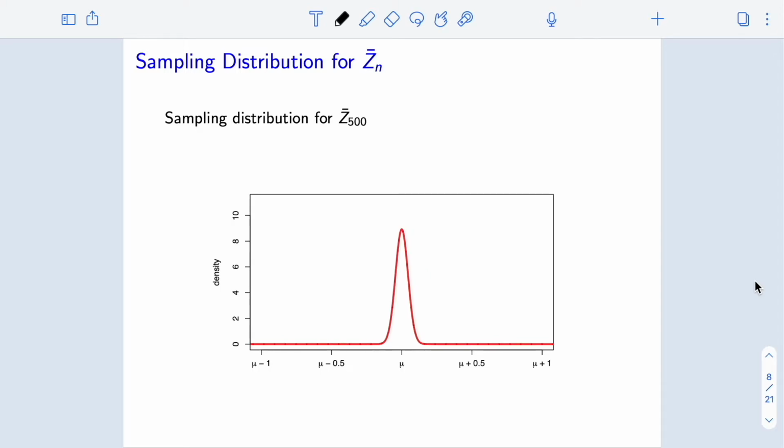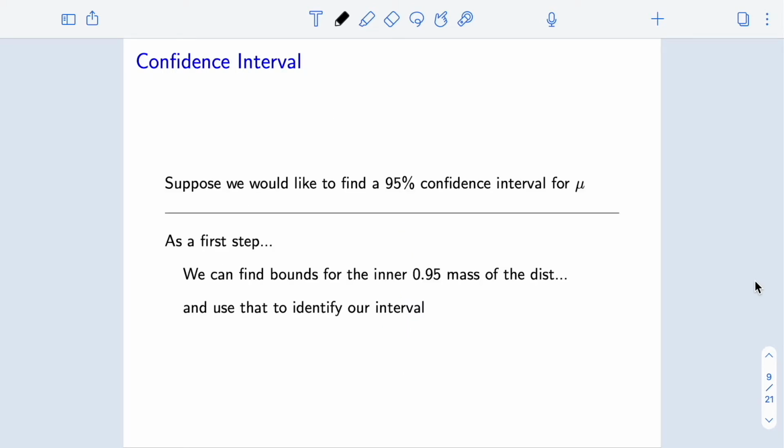I know what its width looks like as well. Similarly, if I increased from 50 observations to 500 observations, again, I could look at the sampling distribution of z bar 500. It's again centered at mu. I don't know what mu is, but I do know about the width of this sampling distribution and its shape around mu. And here we can see that that width is decreased from those 50 observations. So again, we might imagine an interval estimate in this case would be narrower than an interval estimate with 50 observations. Okay, let's imagine in this case, we'd like to find a 95% confidence interval for mu.